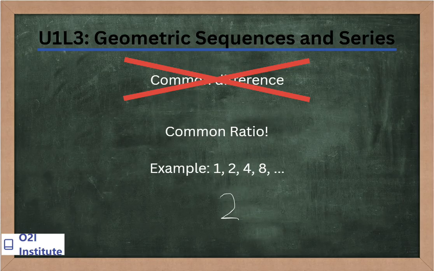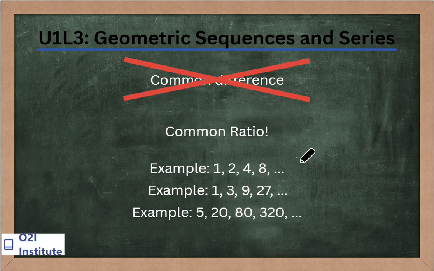Now let's look at some more examples. So this will be another example. We can see that there is no common difference, but there is a common ratio. And here's another example. Now try to find the common ratio of the last two by yourself. And pause here.